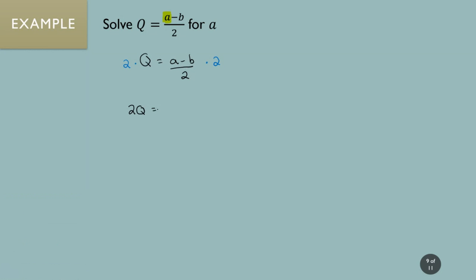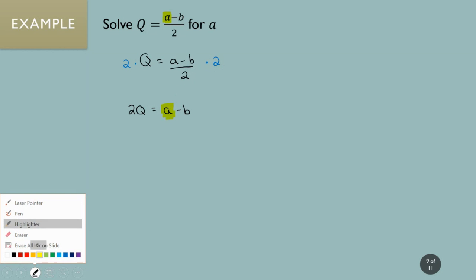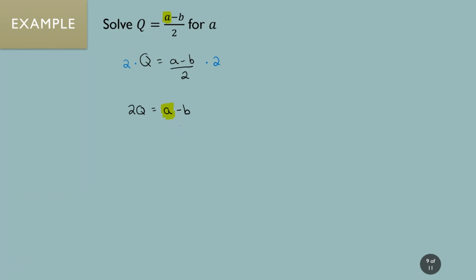So that gives us 2Q, and then the 2 and the denominator cancel, so we're left with just A minus B. So we're looking for A, and we have this B that's on the same side. So since that's a minus B, we're going to be adding B to both sides.